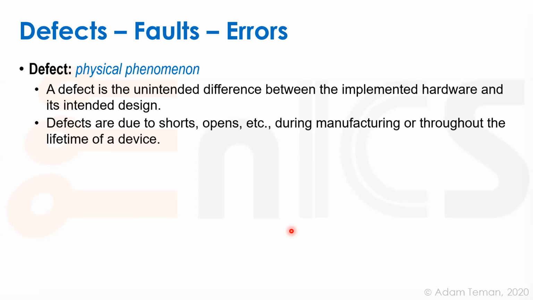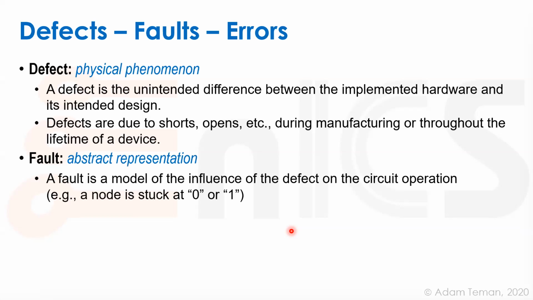So the actual problem, the physical phenomenon, is called a defect. But we don't really care about the fact that there was a physical phenomenon. We care about what it does. And we usually bring an abstract representation of it called a fault. So a fault is a model of the influence of the defect on the circuit operation.